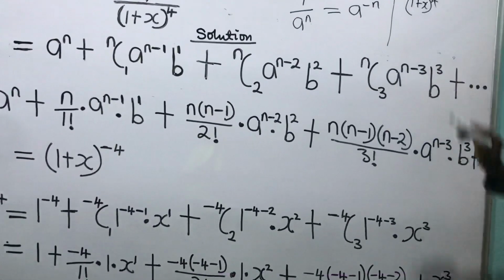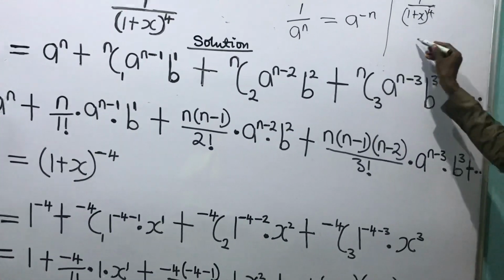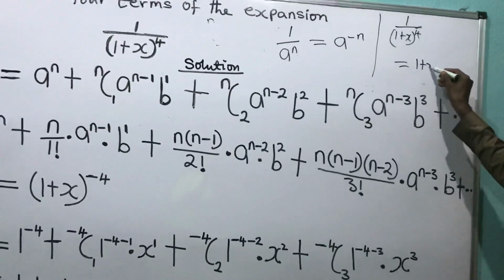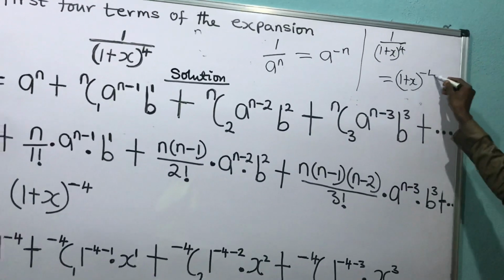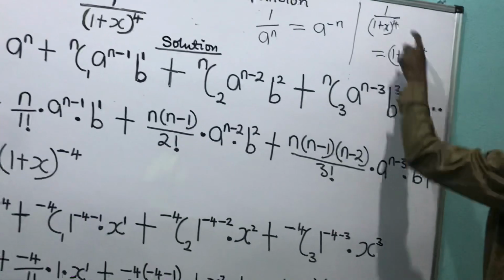Power n is 4. Then I'm going to have this equal to 1 plus x all raised to power minus 4. That means I can convert these to this.